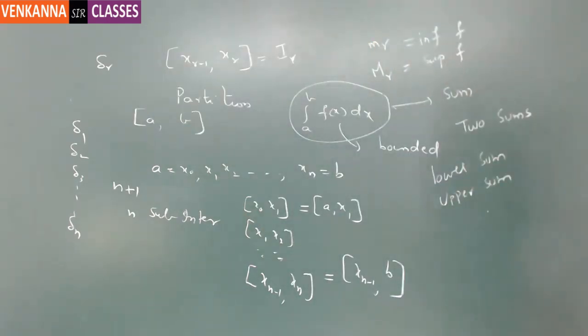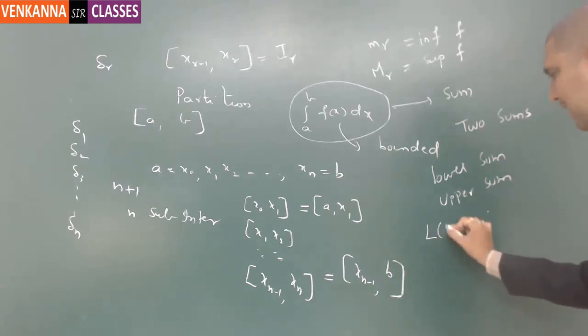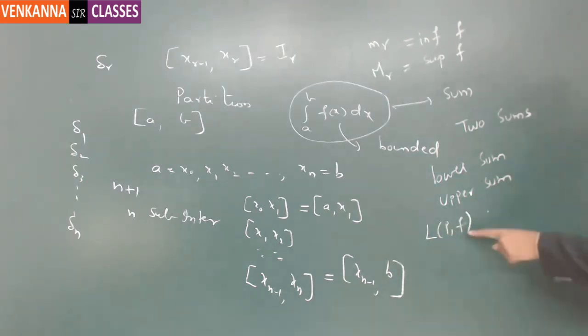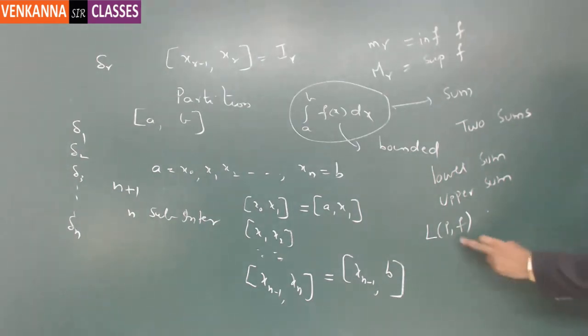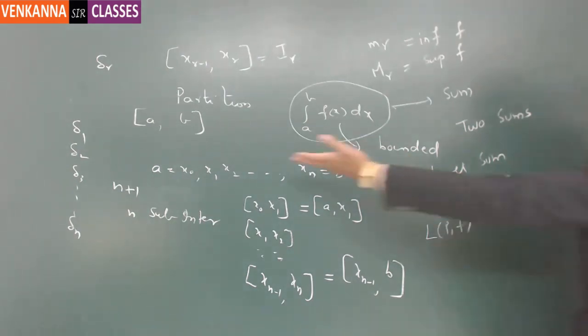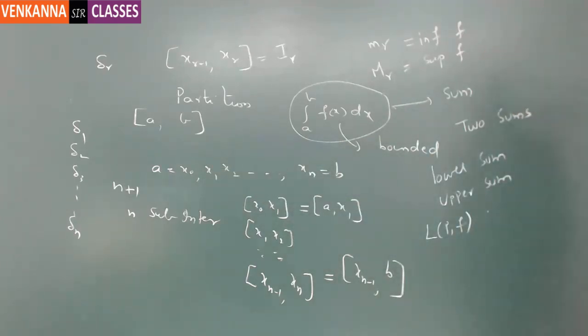Now the lower sum is defined as L(P, f). f is nothing but the function you have taken. P is the partition you consider on the interval. L indicates lower sum. It is defined as the summation r equal to 1 to n of small m r delta r. So you are multiplying the infimum value with the length of the subinterval and summing up all these things. It is called the lower sum. You can call it the lower Riemann sum.